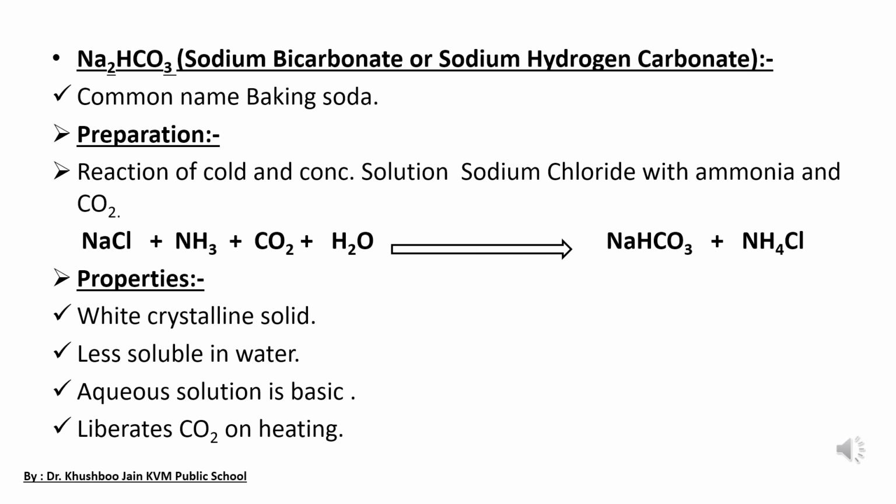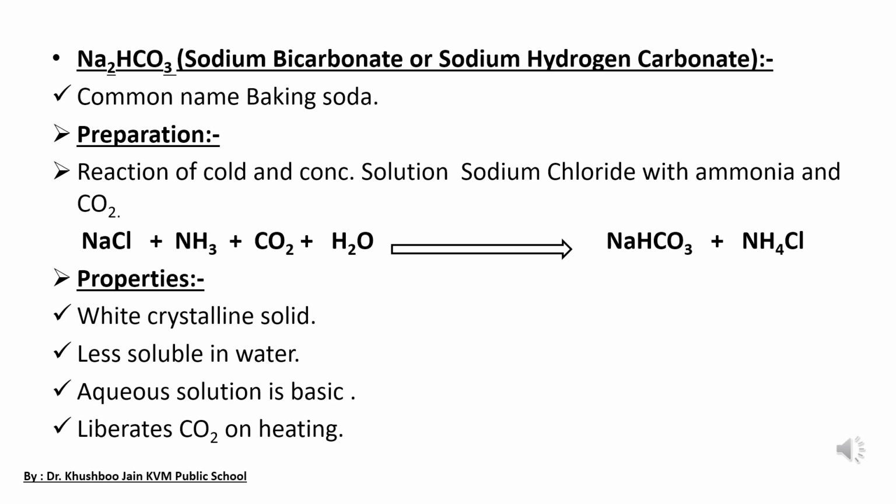The next compound is NaHCO3, means sodium bicarbonate or sodium hydrogen carbonate. The common name of NaHCO3 is baking soda. Baking soda is generally used in our kitchens, like Eno. Eno is a substitute of baking soda.